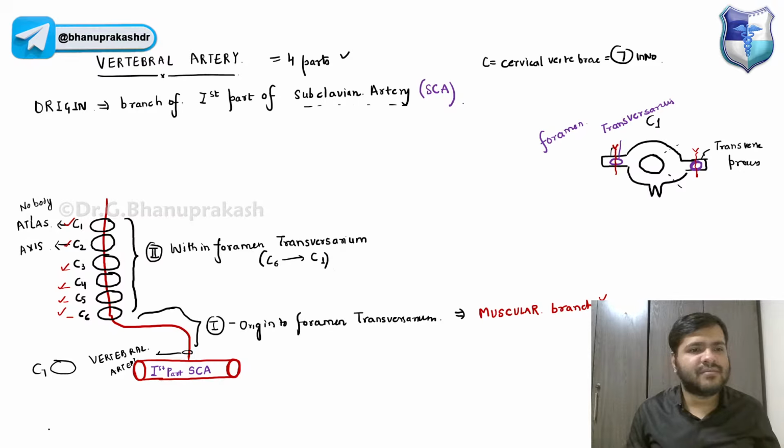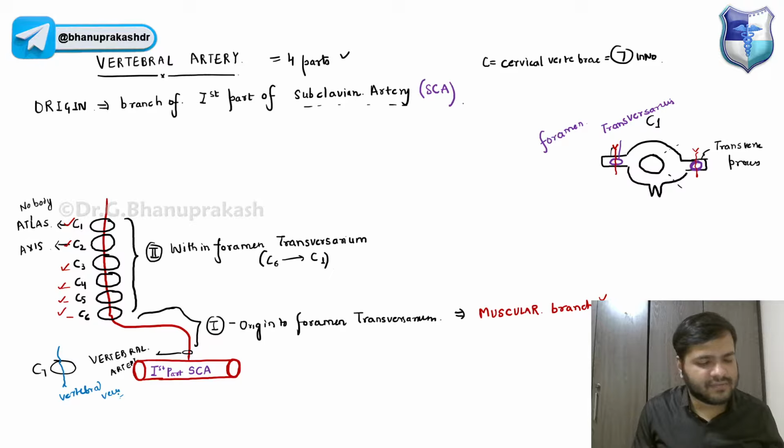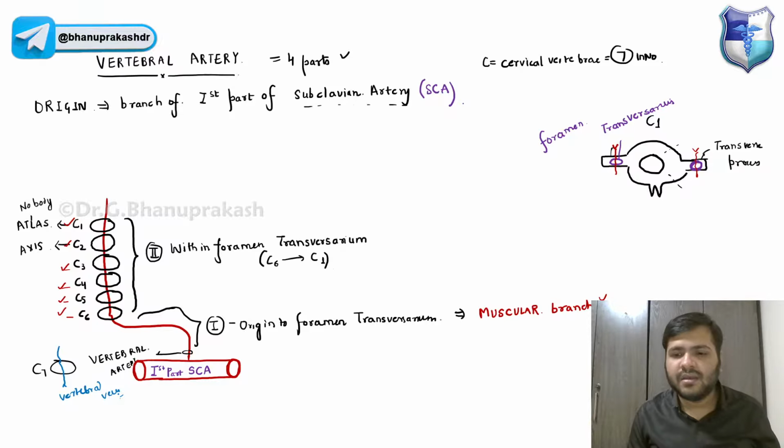From C7 one vein passes, that is the vertebral vein, and that is again a question, guys. We'll be discussing it later on. The vertebral vein basically passes from the C7 transverse foramina. But over here, remember the third part, beta. The third part.